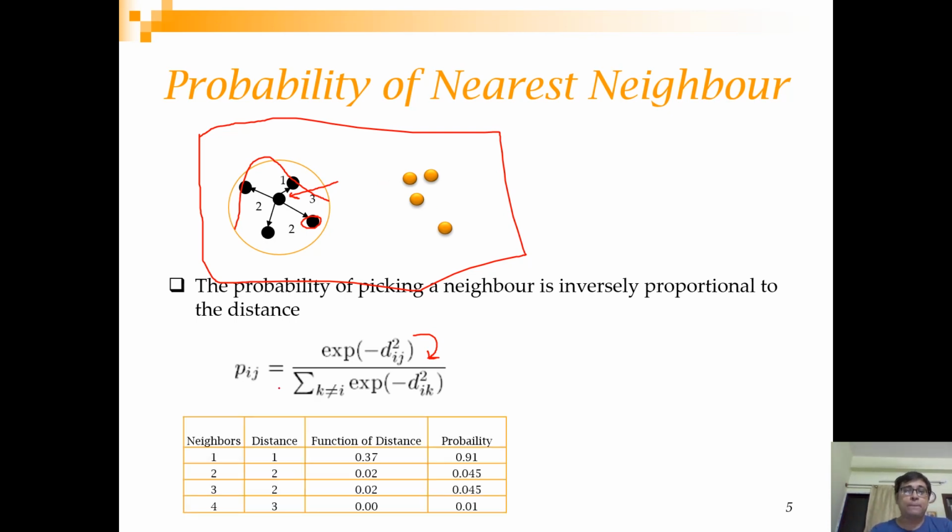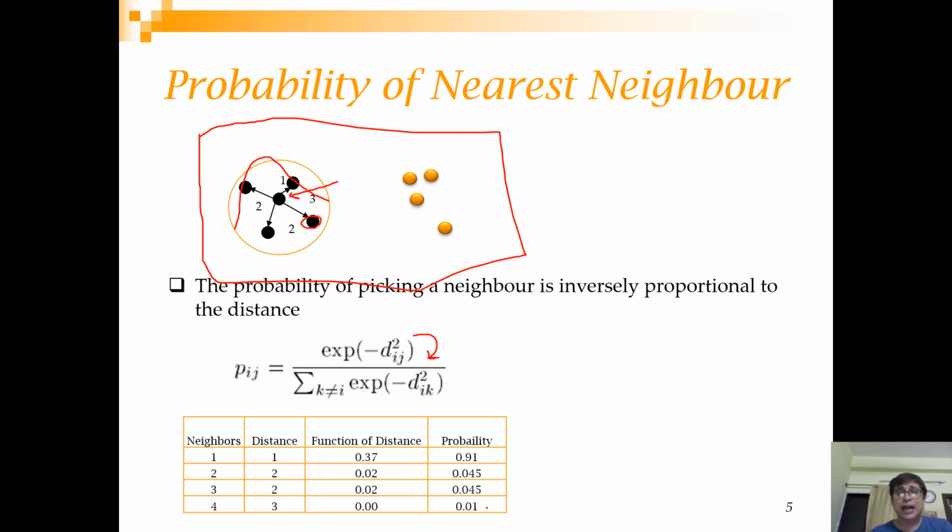So these were the distances. If this is the reference point, the distances are 1, 2, 2 and 3 respectively. If you apply this function on the distance, you get a value like this. And if you find the probability using this formula, you get a probability like this. You see that the closest one has the highest probability, and then the probabilities reduce further.